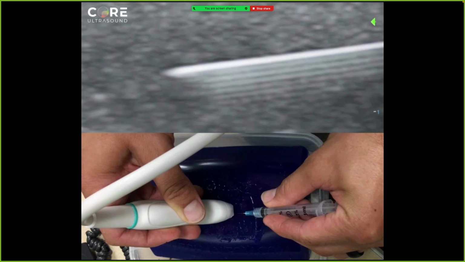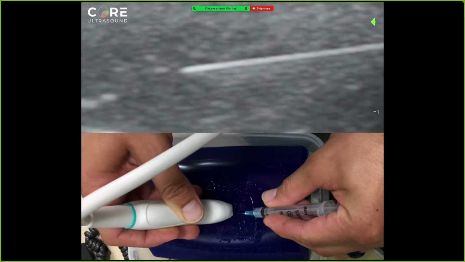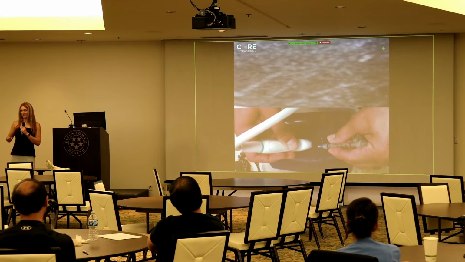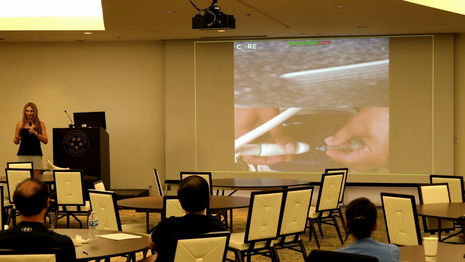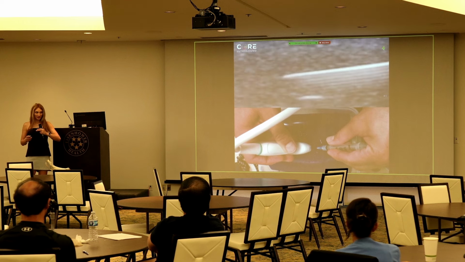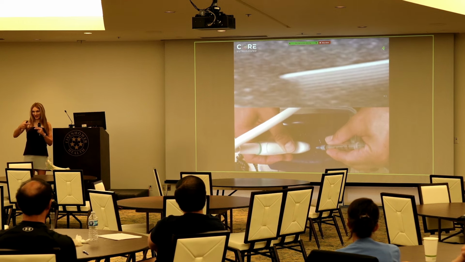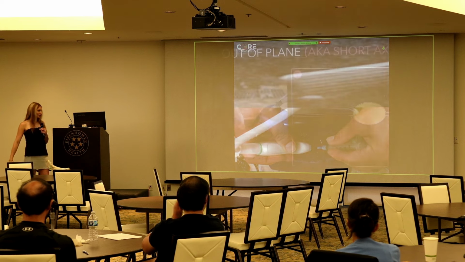And you can see here, it looks really good, right? It looks really bright. I have really good reverberation artifact. I can see it, but if I move my transducer just a little bit to the right and just a little bit to the left, I completely lose sight of it. So just know that you have to constantly redirect your transducer, rotate it, to make sure that you're staying in line with, at minimum, the distal end of that nerve block needle.